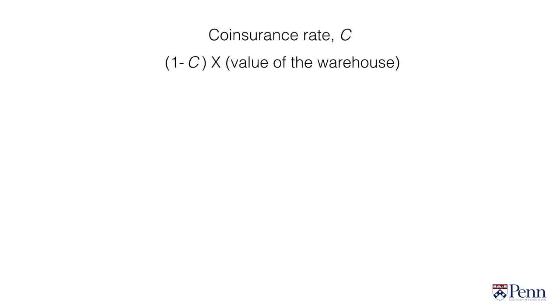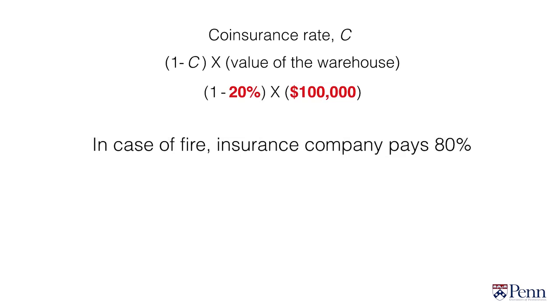The only way to do this is by not fully insuring the owner and exposing him to a sufficient level of risk that would make him take proper action. For example, the insurance company could choose a co-insurance rate C, which means covering only 1 minus C times the value of the warehouse. That is, if the co-insurance rate is 20%, the insurance company would only pay 80% in case of a loss.